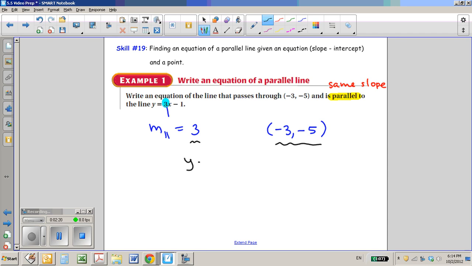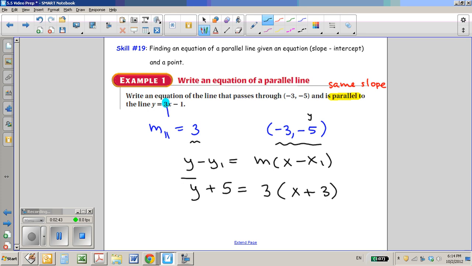So just a reminder, the point-slope form looks like this. And what I'm going to do is just replace the values. So if my y here is -5, I'm going to be adding a 5. Remember, it's opposite. My slope is 3. My x is -3, so it's going to be minus -3. And that's it. That's your answer.